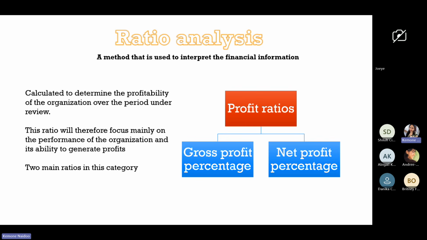Now, profit ratios are calculated to determine the profitability of an organization over the period under review. Okay, so we want to understand profit, hence why we do this. You get two ratios in this category. You get a gross profit percentage and a net profit percentage.